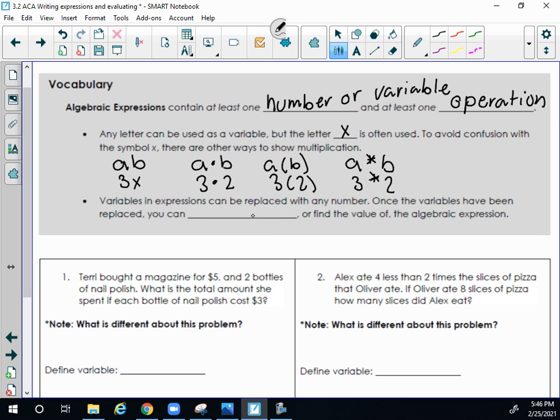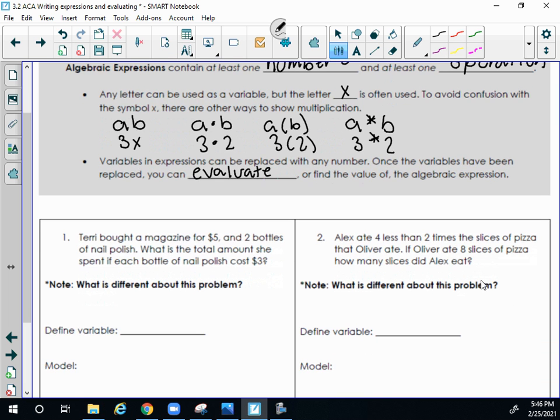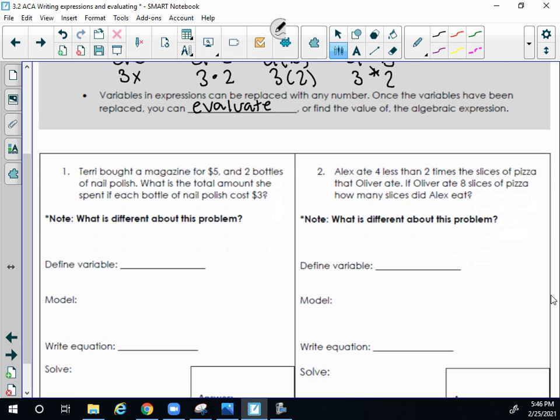All right, variables and expressions can be replaced with any number like we just talked about. Once the variables have been replaced, you can evaluate or find the value of the algebraic expression. All right, let's look at some examples down here.